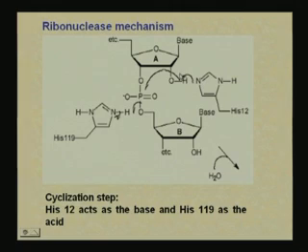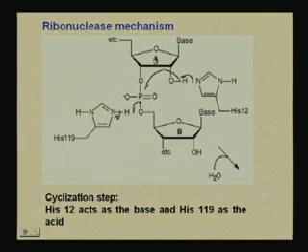Now what is going to happen, as soon as this proton is abstracted, there is a cyclic formation, forming a cyclic phosphate. You see, this O minus is going to attack this phosphate. Once it attacks the phosphate, this is going to be cleaved. Once this is cleaved, then this O is going to take up the hydrogen from histidine 119. So histidine 119 acts as an acid. Okay, so let's go through this once more.